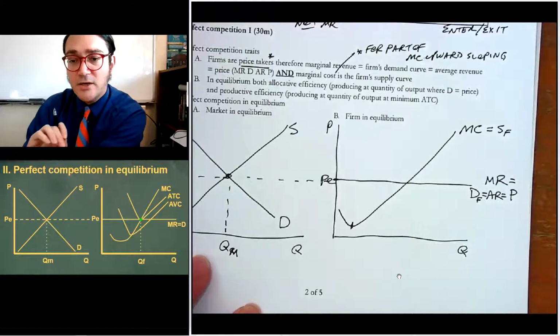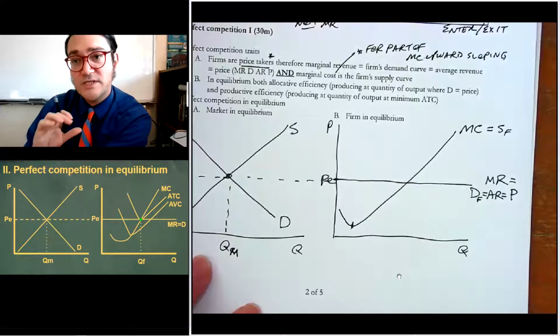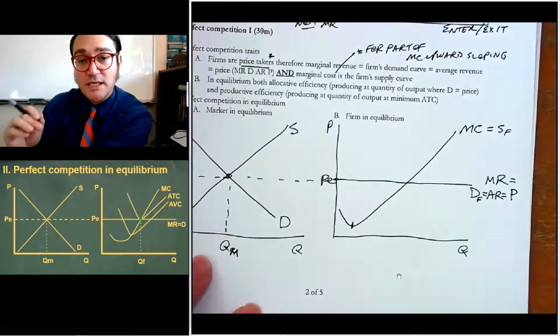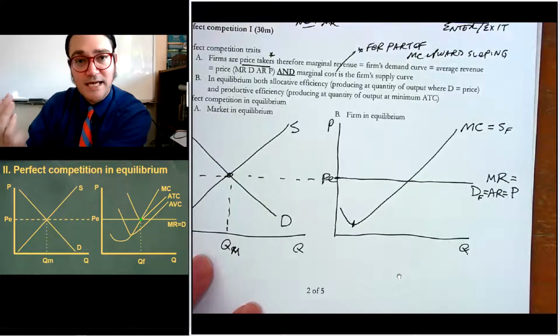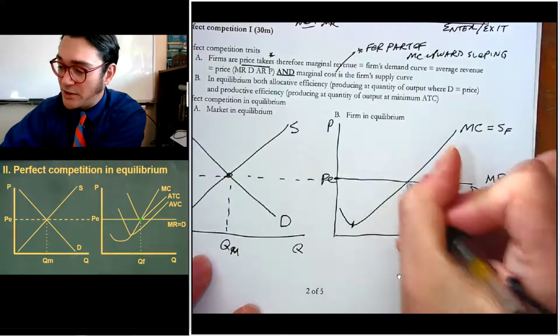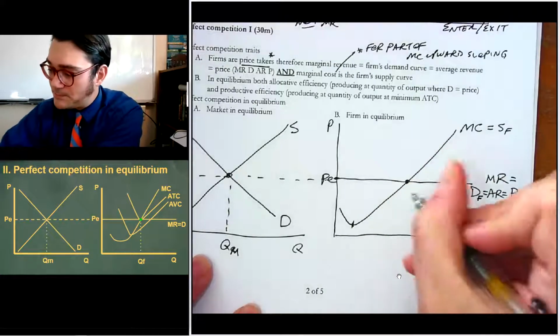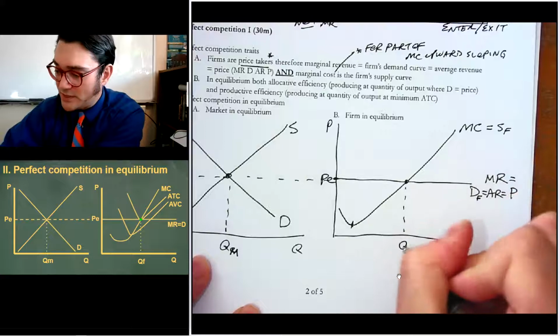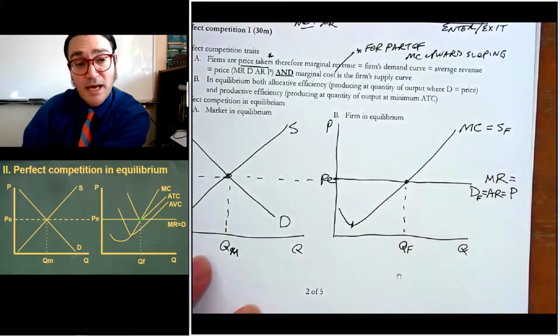But before we do that, we can already establish where this firm is going to produce in terms of the quantity. Remember, they profit maximize at MR equals MC. So they're going to produce at that quantity that the firm produces to profit maximize.